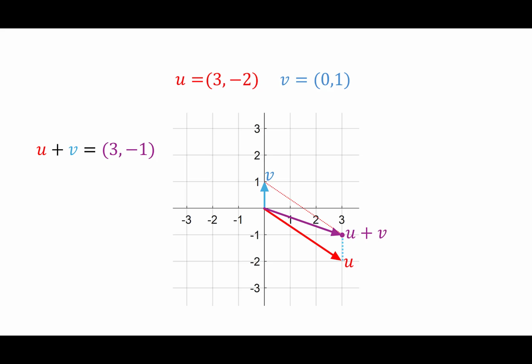So that's adding vectors. Another thing we can do is scale vectors. So for example, we could scale the vector u by negative 0.5. Right? And what we mean by that is scale each element in the vector u by negative 0.5. So you get negative 1.5 and 1 as the two elements in my new vector.